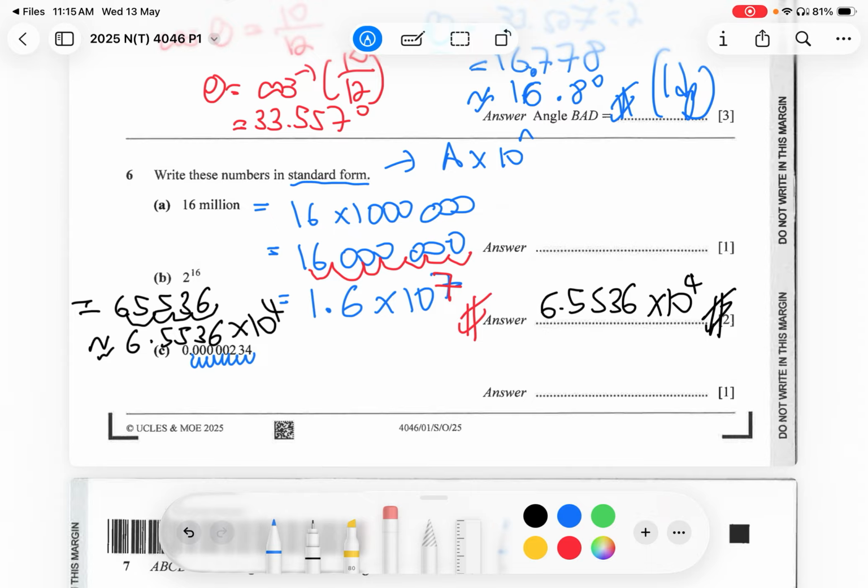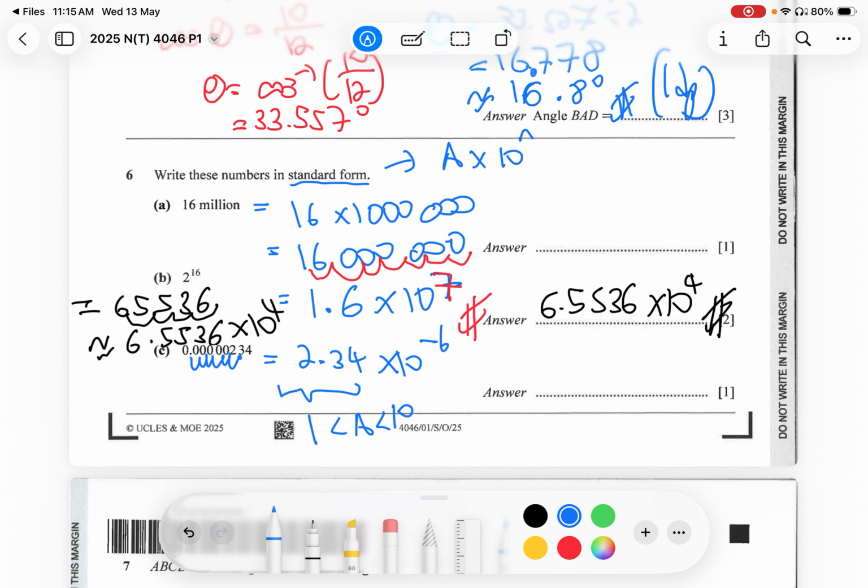So I overdid. Let's try it. 1, 2, 3, 4, 5, 6. At here, the first one, 6. 2.34 times 10 power negative 6. So just now I overdid because this number is between 1 to 10. It's between 1 to 10.